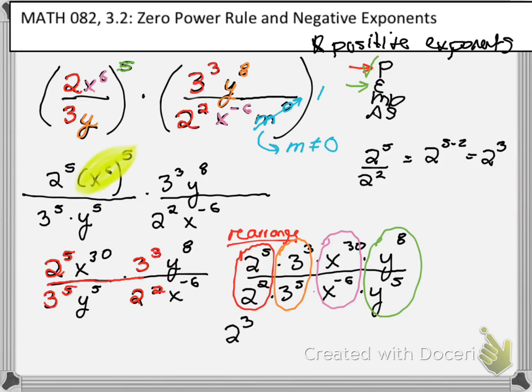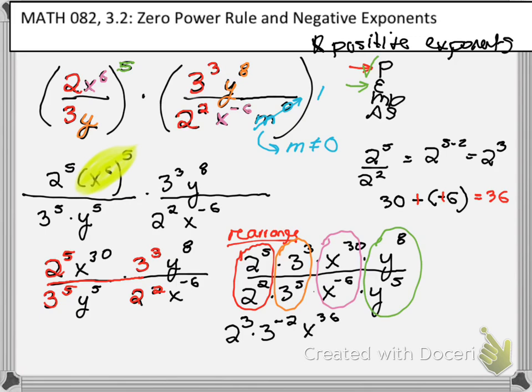So this is going to give me 2 to the 3rd. Over here, 3 minus 5 gives me an exponent of negative 2. Let's look at 30 and negative 6. This is actually going to be 30 minus negative 6. Those are my exponents. Minus a negative, remember, gives me plus a positive. So this actually becomes x to the 36th power.